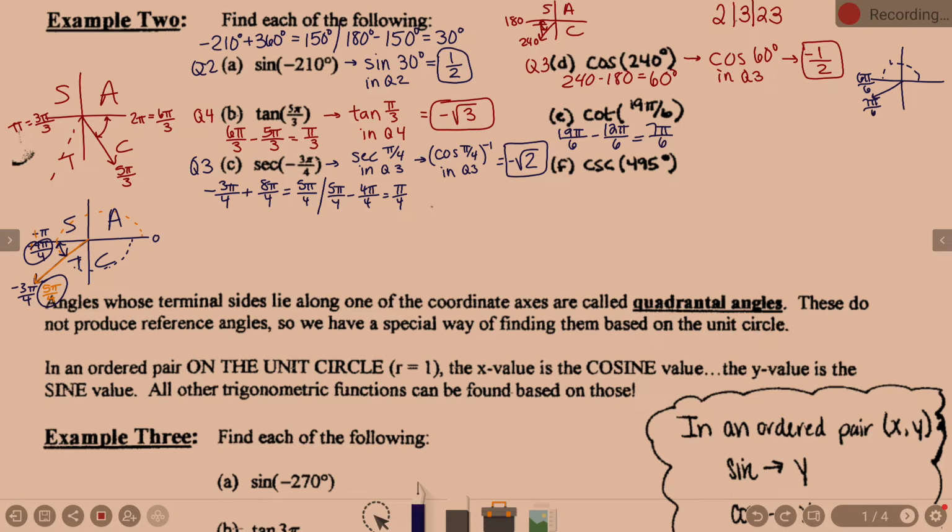So what about my reference angle then? How far is it from the x-axis? Pi over 6. Because I'm looking at how far is 7 pi over 6 from 6 pi over 6. And that is a pi over 6 distance in quadrant 3.